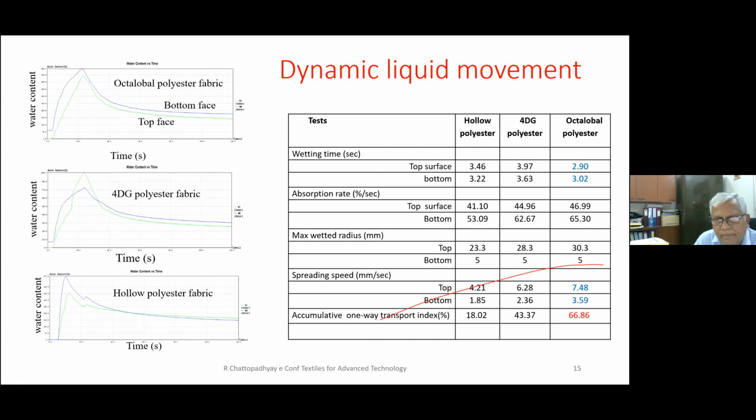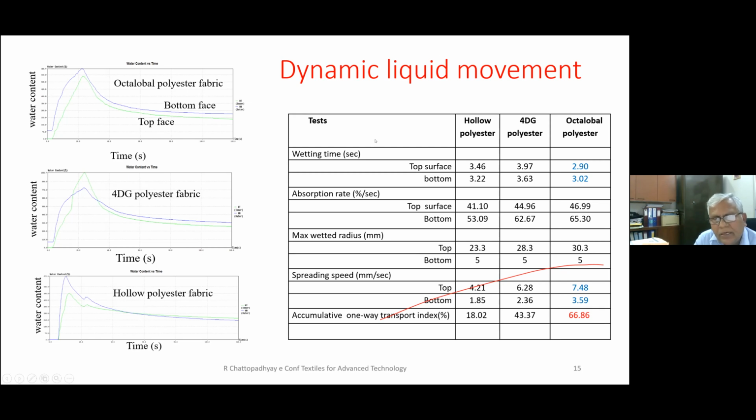So this study actually gives us an idea of how the liquid is transported from one face to the other face. This kind of transportation of the liquid is very important, especially in the case of sportswear, where we need to remove the sweat from the skin and take it out from the inner surface of the sports garment to the outer surface, so that it can be dried very fast through the evaporation process.